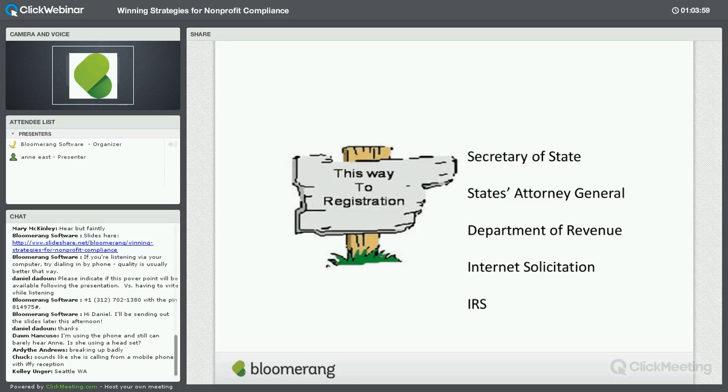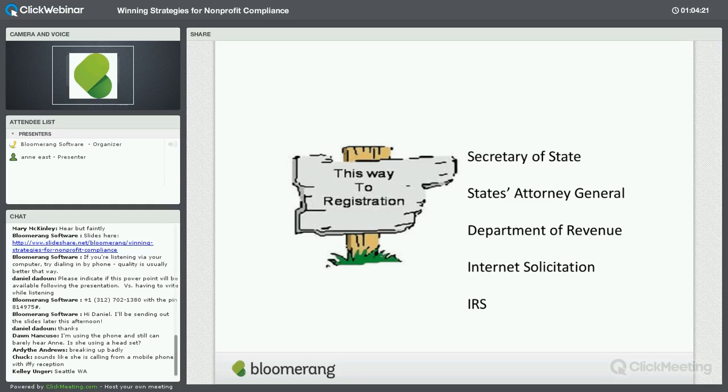And also employment. You have unemployment benefits that you may be responsible for. You may have to pay quarterly taxes or estimated taxes for your employees. So those are other things that you need to take care of.